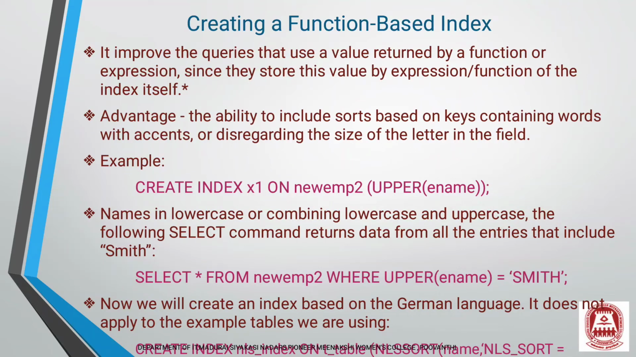So next, creating an index with function based values. So function based index is also possible in Oracle. It improves the queries. That is, we are going to use a value returned by a function or expression, since they store the value by an expression or function of the index itself. So the advantage of this particular function based index is the ability to include sorts based on keys containing words with accents or disregarding the size of the letter in the field.